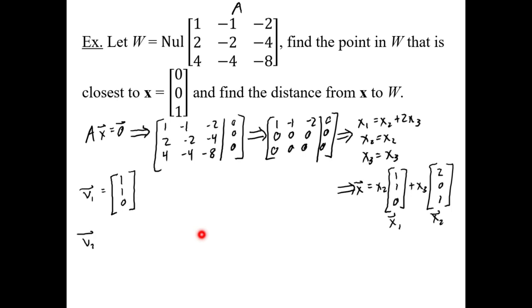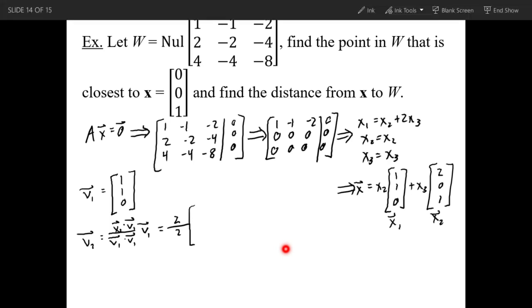And v2, we've already done this a few times. This would be x dot v1 over v1 dot v1 times v1. So x dot v1, that should be x2 dot v1. So x2 dot v1 is 2 plus 0 plus 0 over v1 dot v1, which is 1 plus 1 plus 0, which is also 2. Oh, once again, I messed up. I apologize. I forgot to use x2. Let's just start that over again. All right, let's try this one more time.